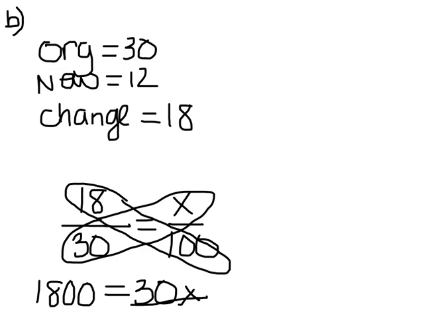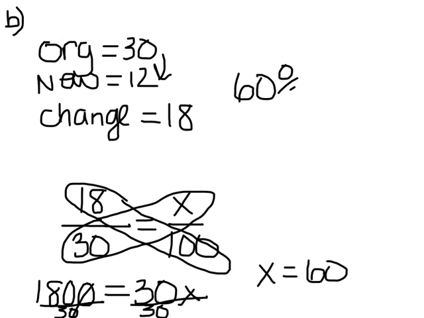And now we can solve. We'll divide both sides by 30. And we'll get an answer of x equals 60. 18 divided by 3 is 6. So we get an answer of x equals 60, which means that we have a percent of decrease, because our new price went down. So our percent of decrease is 60%.